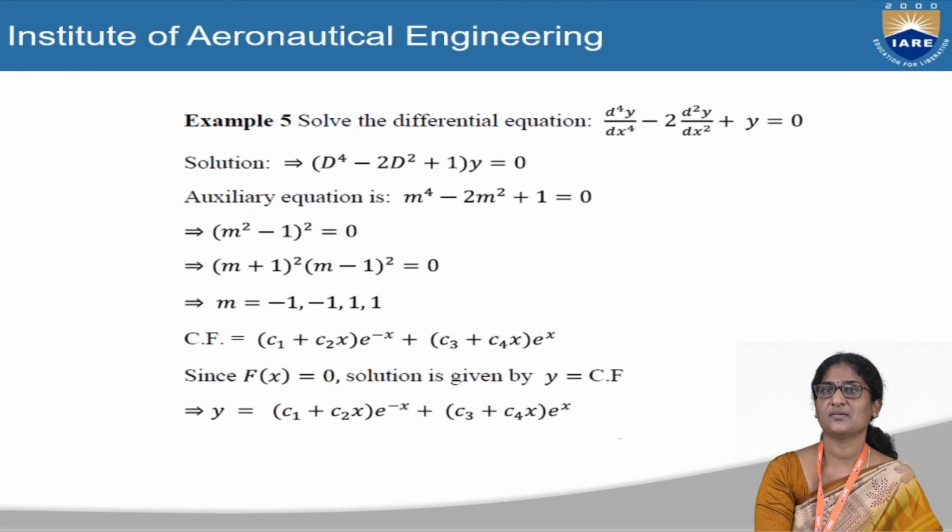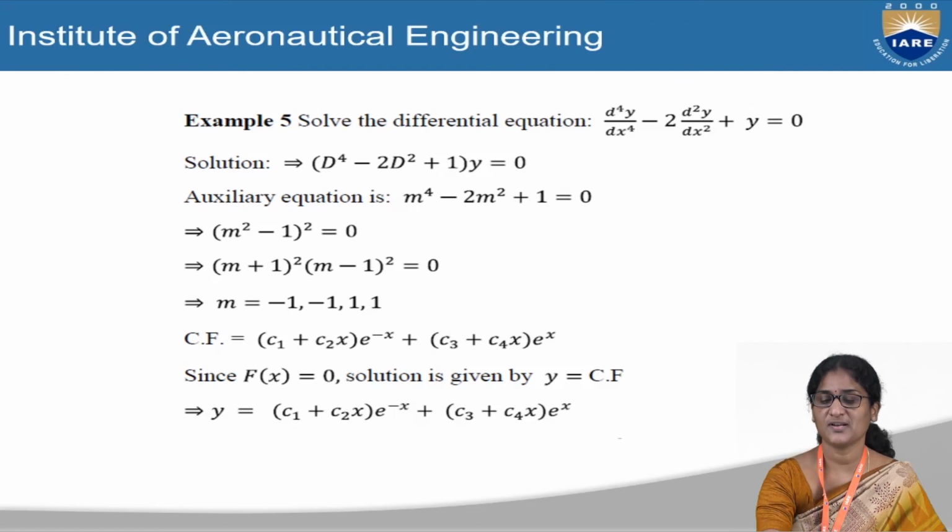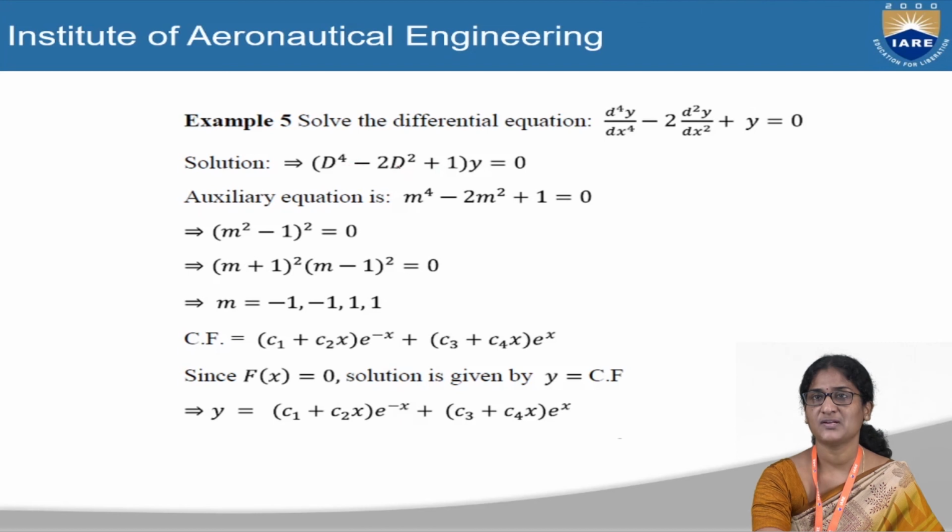Now going to the fifth example. Solve the differential equation d to the power of 4 y by dx to the power of 4 minus 2 into d square y by dx square plus y is equal to 0. It's a fourth order differential equation, that is D to the power of 4. Write it in standard form: D to the power of 4 minus 2D square plus 1 into y is equal to 0.